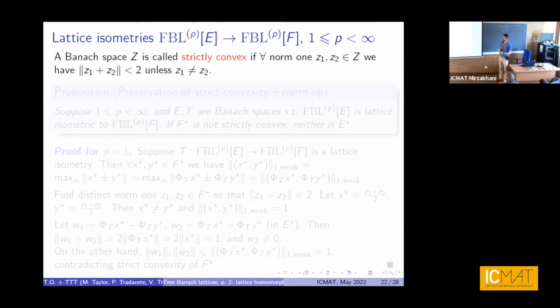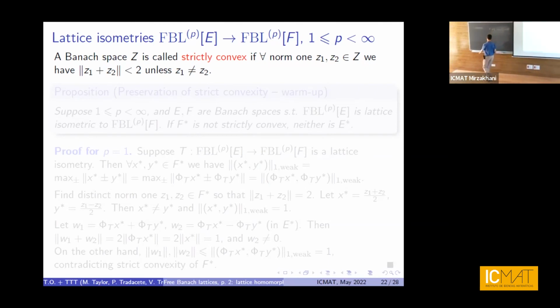And now I want to move on from lattice isomorphisms to lattice isometries. When it comes to lattice isometries, we can discover some properties that do pass between E and F if the corresponding free Banach lattices are lattice isometric. One of those properties is so-called strict convexity. I put the definition here, but maybe it's better to illustrate it with a picture.